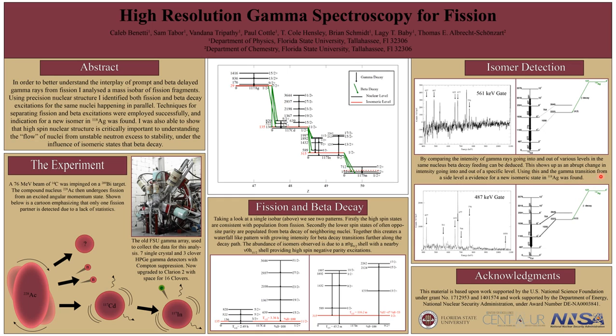and that leads us to believe that there might be potentially an 8+ level in 117 silver that is yet to be discovered. But we don't have enough information yet to conclusively claim anything. So I hope that whets your appetite for what's possible with high-resolution gamma-ray spectroscopy observing fissioning systems.